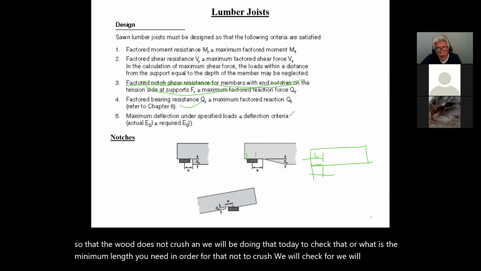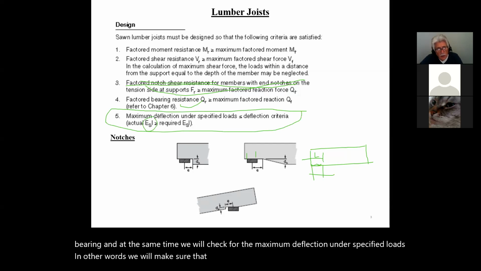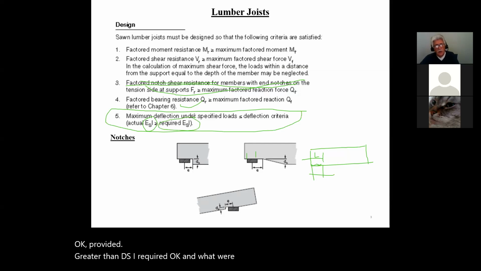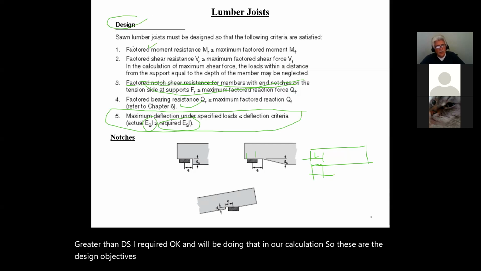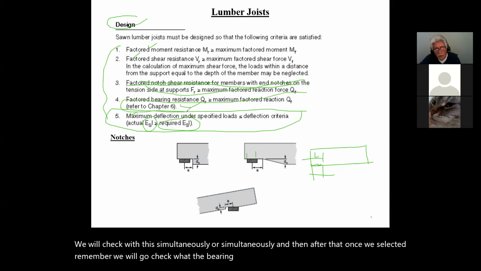We will check for bearing, and at the same time, we will check for the maximum deflection under specified loads. In other words, we will make sure that the EI provided is greater than the EI required, and we'll be doing that in our calculation. So these are the design objectives. In our designs, we will check for these simultaneously, and then once we have selected our member, we will check what the bearing length will be. That means our member will be designed, and we'll be doing that today.